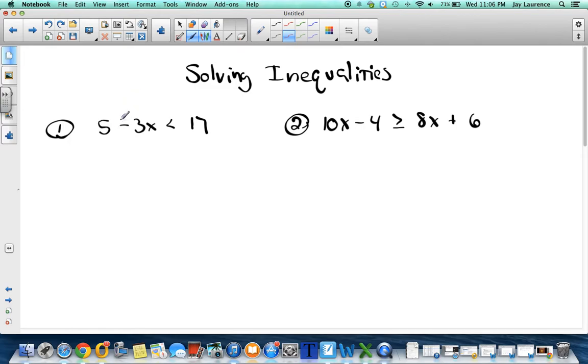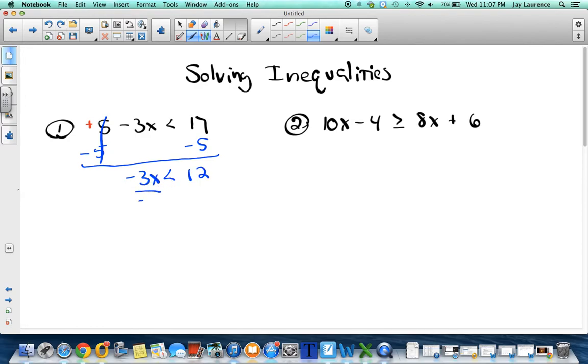All right. So number 1 says 5 minus 3x is less than 17. Well, this is just a simple 2-step inequality. What's my goal? To get x alone. What's keeping x from being alone? The 5, which is positive, and the negative 3, which is being multiplied by x. So I'm going to get rid of the 5 first by subtracting 5 from both sides. And then that's going to cancel. I get negative 3x is less than 12.